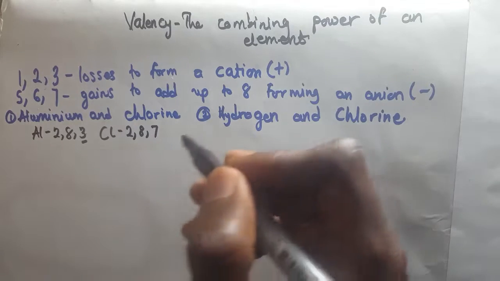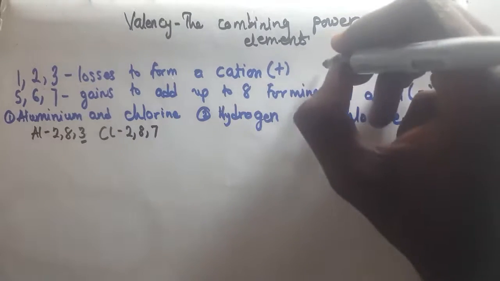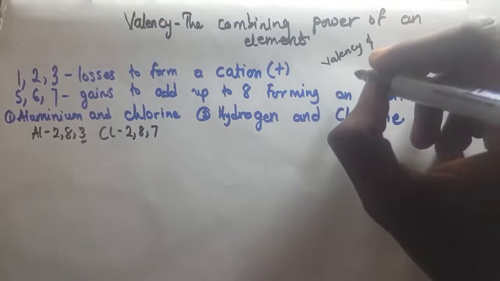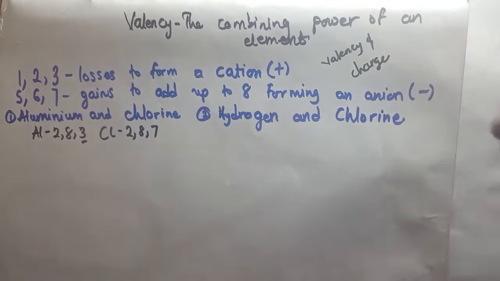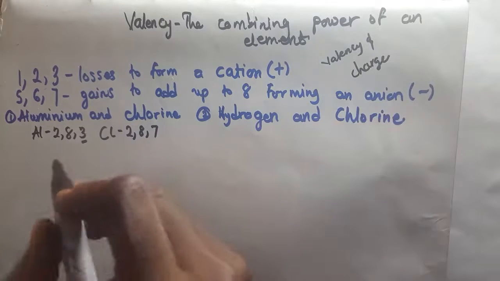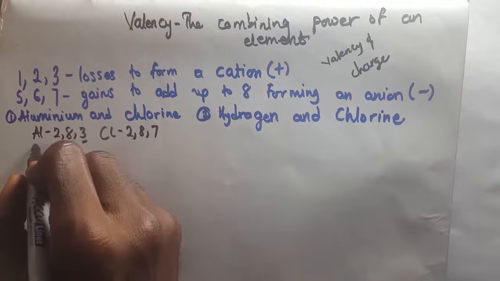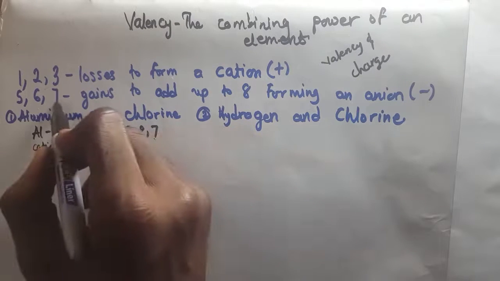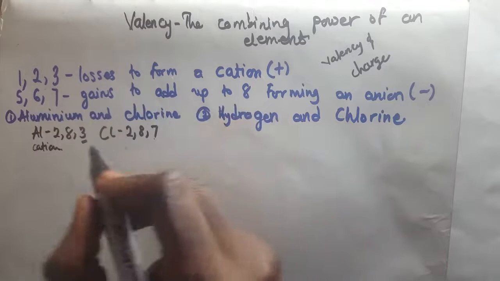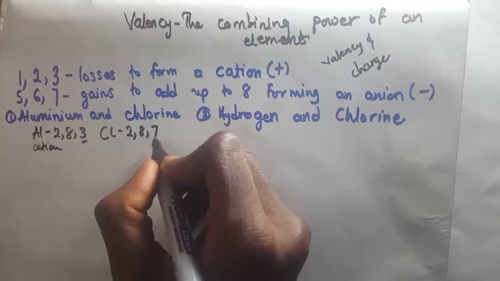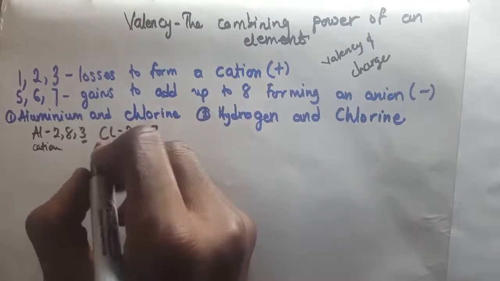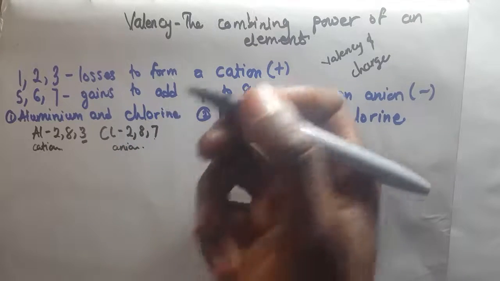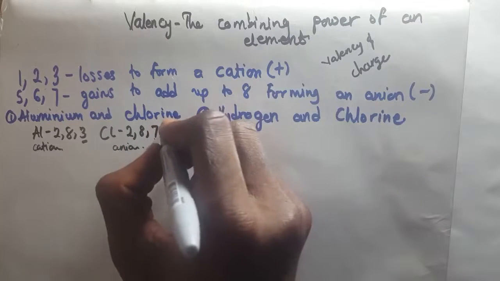Now, one thing you need to know is that there's a relationship between valency and charge. Once you know the charge, you know the valency. So aluminium is forming a cation. Now let's look at chlorine. Chlorine has 7, so it gains to add up to 8. If chlorine has 7 on the outermost shell, how many does it need? It definitely needs 1, so it's going to gain 1. So chlorine is forming the anion here. If it is gaining 1, it's going to have a charge of -1.